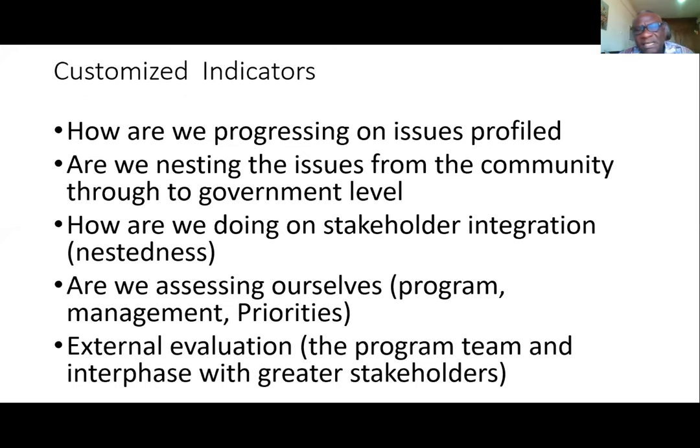How are we progressing on the issues that we have profiled with our constituencies? Are we nesting the issues at the community level, district level, through to the government level? How are we doing stakeholder integration across sectors and over time? What I call the nestedness, or we call nested approach. And how are we assessing ourselves on the program, our priorities, whether we are achieving them?